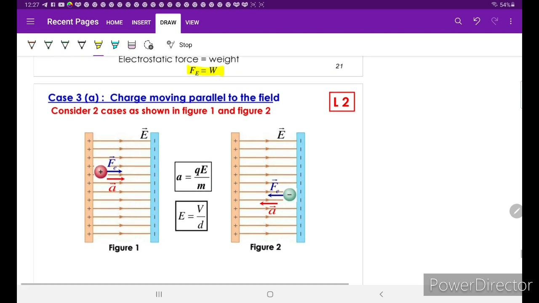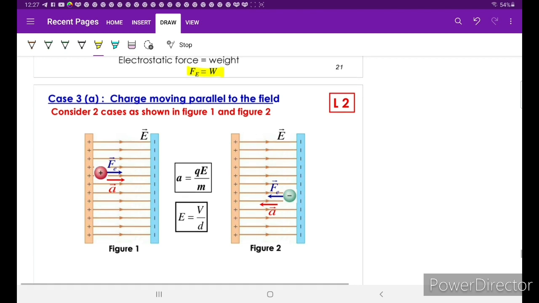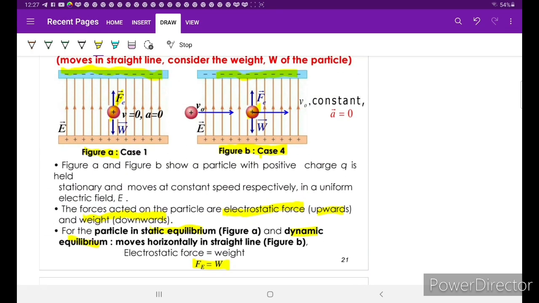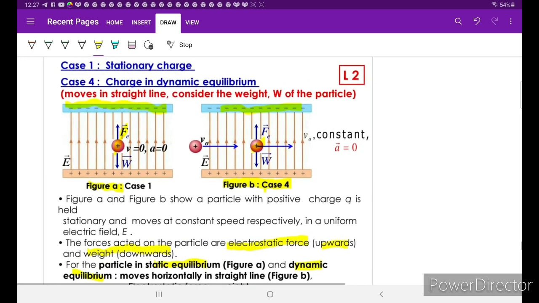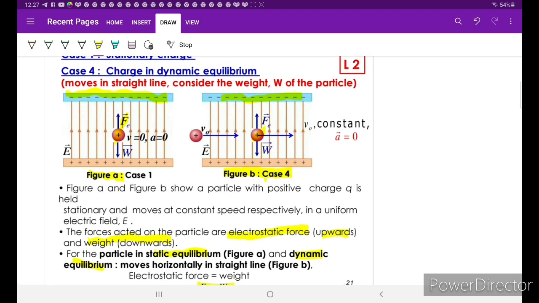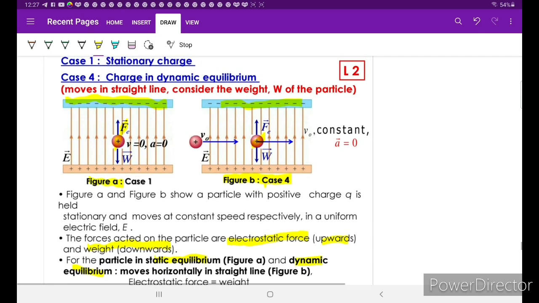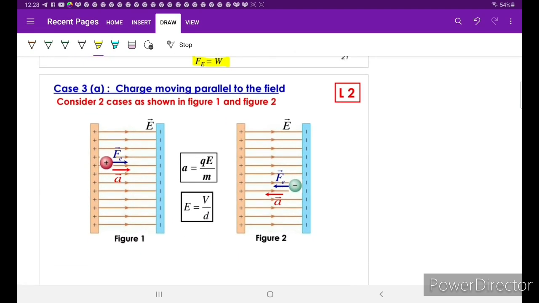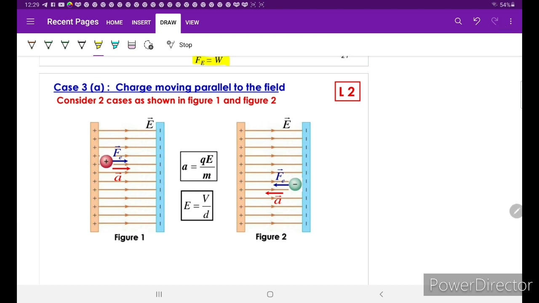So we continue with case 3. Case 3 is different from case 1 and case 4. In case 4, if we look at the diagram of figure B, the charge moves perpendicular to the direction of the electric field. In case 3, the charge will move parallel with the direction of the electric field. For case 3A, the parallel plates are vertical with each other, which means that the charge will move horizontally.